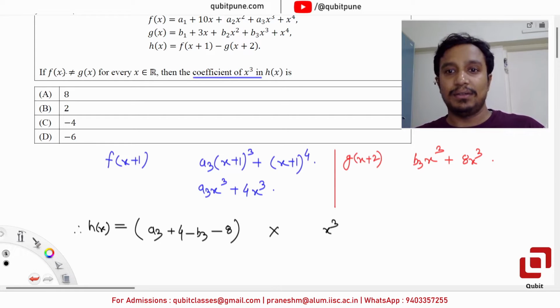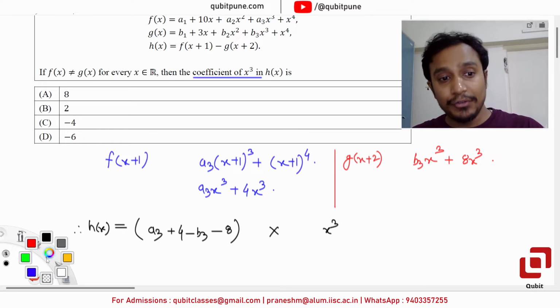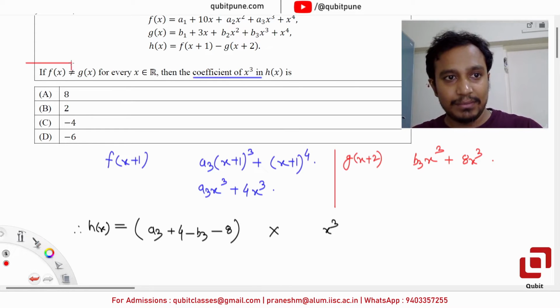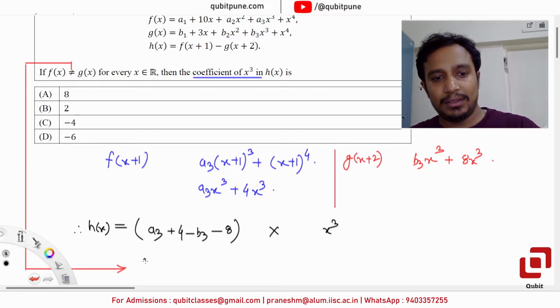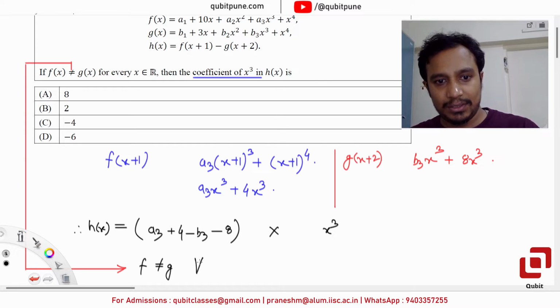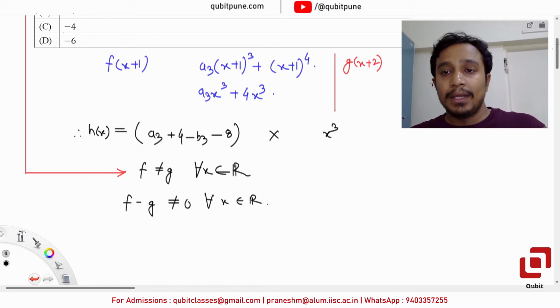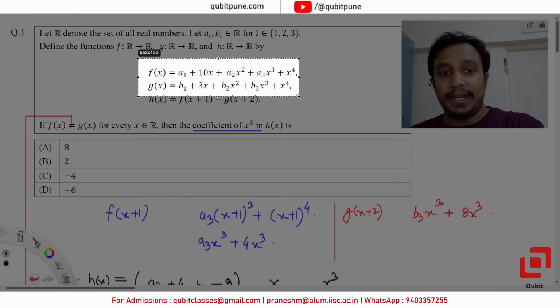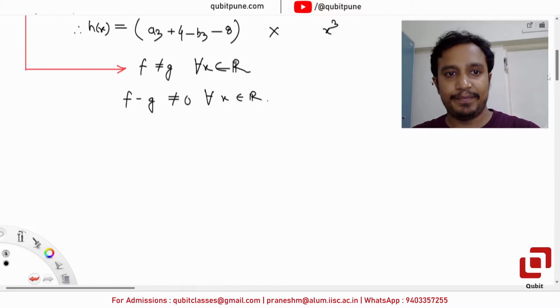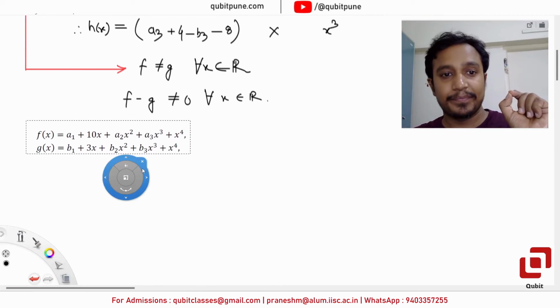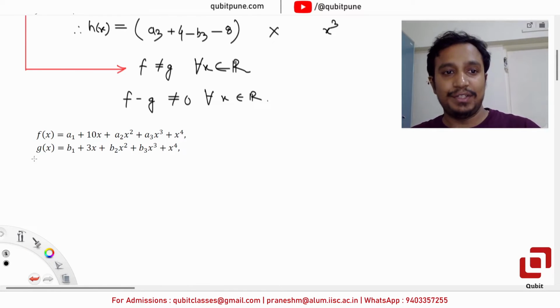Okay. Now they have said that f of x is not equal to g of x for every x in the set of real numbers. करेक्ट. ये जो इन्फॉर्मेशन है, इस इन्फॉर्मेशन का अभी हम यूज़ करेंगे. ठीक है. तो यहाँ पे उन्होंने कहा है कि f is not equal to g for all x. That basically means that f minus g is never equal to 0 for all x. Correct. If I now subtract g from f, this point is very important. If I subtract g from f, what will I get?